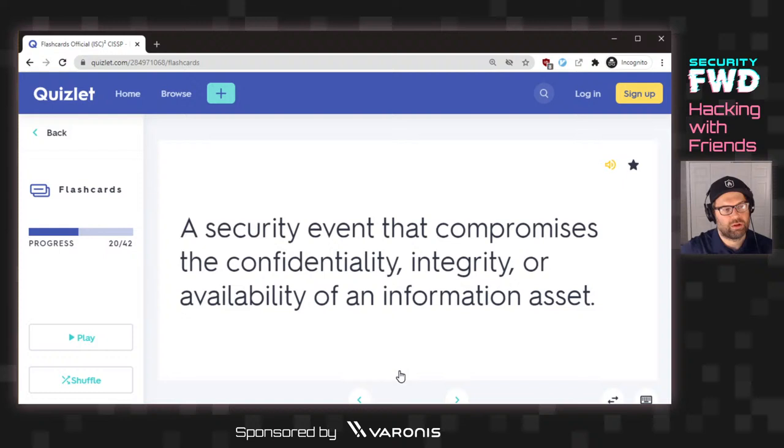So confidentiality would be a data breach. So that would be a security incident, surely. Integrity, someone scrambles the database, puts all sorts of information in there, can't trust it, can't trust that the information's clean anymore. So that would be a security incident. Or availability, like a DDoS attack. DDoS attack takes the website offline, no one can log in. Security incident. All right, so that makes sense to me.